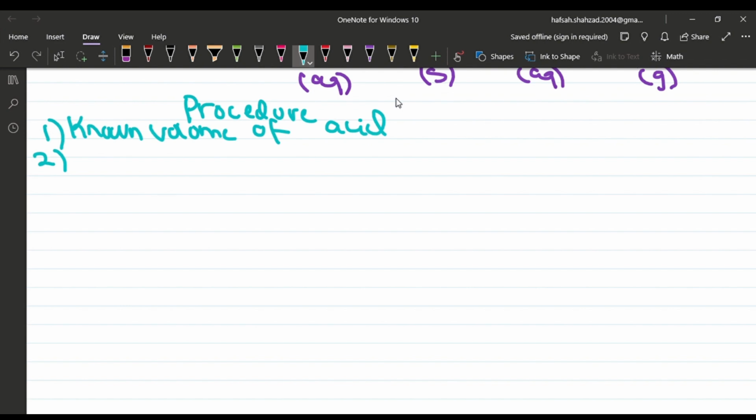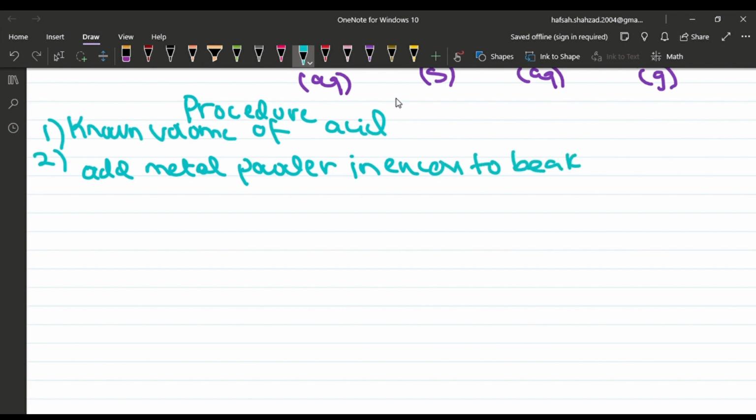Then you add your metal powder. It's in powder state to increase surface area and to increase the rate of reaction, which you study later on: using powder state helps increase surface area for reactants to collide, and so the frequency of effective collision increases. Metal powder in excess. Then you let the reaction go till no bubbles are formed. That's when the reaction has completed, no bubbles.